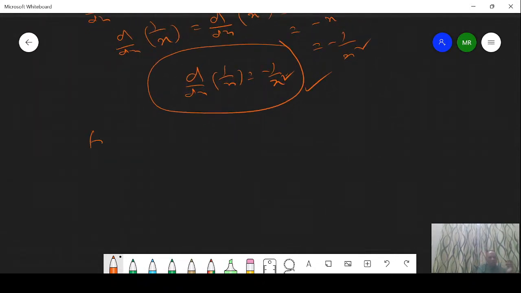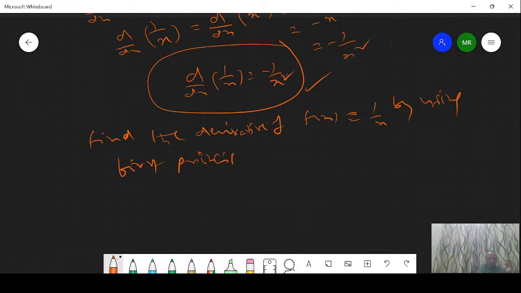They will ask like this: find the derivative of f of x equal to 1 by x by using first principle. They will say by using first principle. Then you can think how to do that. You have to try to do that by using first principle. When they are asking using first principle, you know the answer. For output you should get minus 1 by x square. The output should be minus 1 by x square.